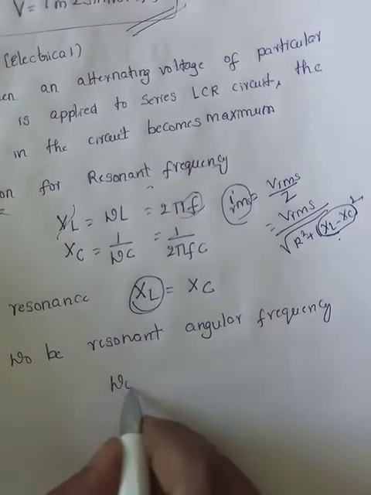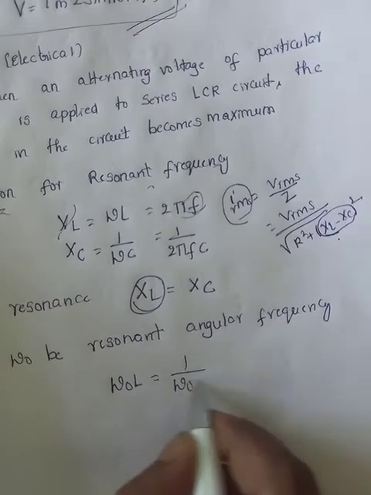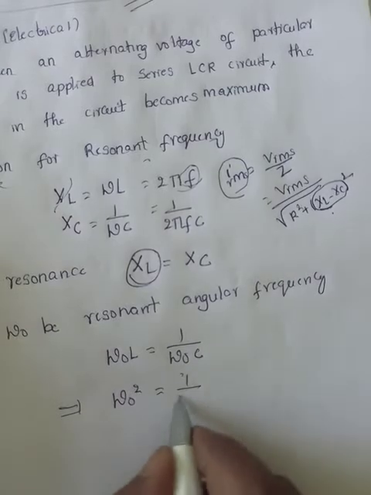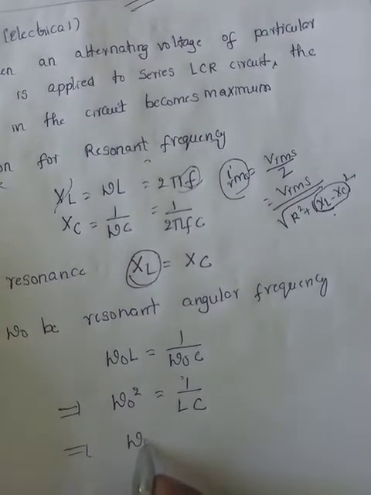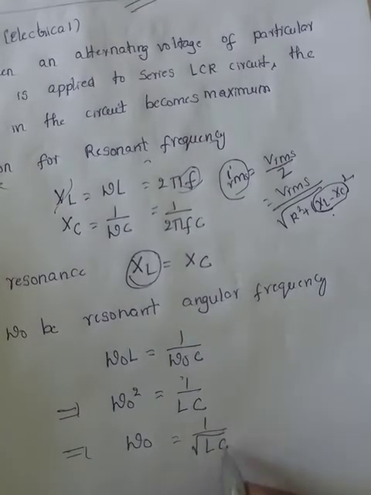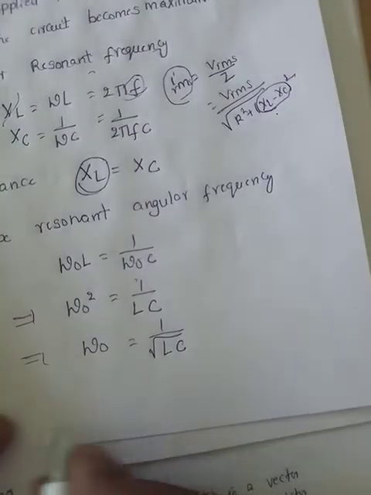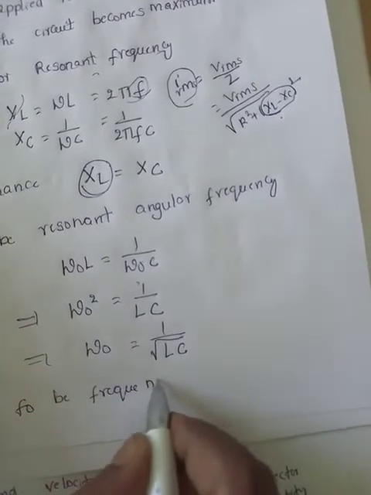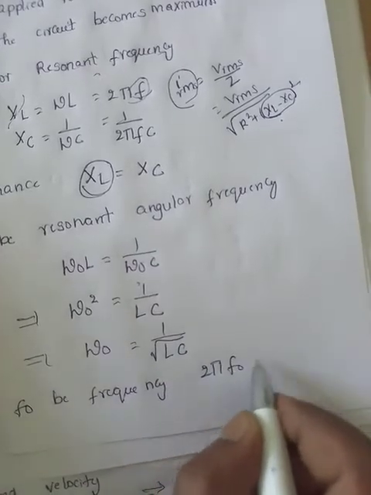What is XL? Omega naught L is equal to 1 by omega naught C. Sending omega naught here, omega naught square is equal to 1 by LC. That implies omega naught is equal to 1 by root LC. If f naught be the frequency, then omega is equal to 2 pi f naught is equal to 1 by root LC. Therefore, f naught is equal to 1 by 2 pi root LC, which is called the resonant frequency.